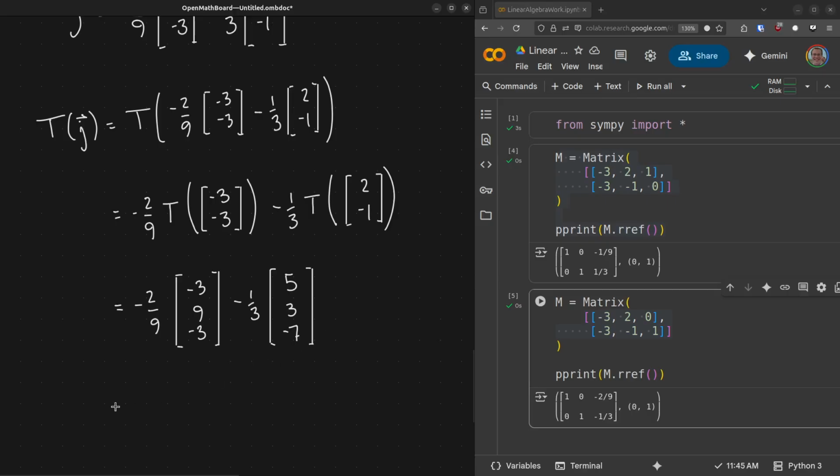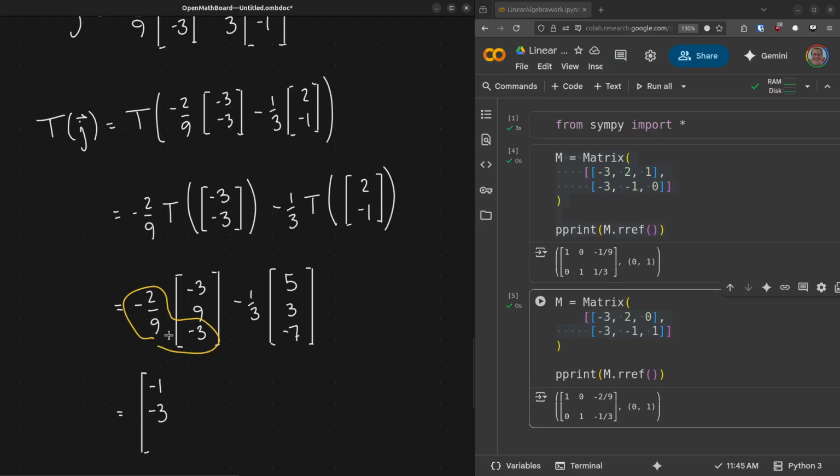And so by just doing the matrix arithmetic, or the vector arithmetic, I get the transformation on j. So negative 2/9 times negative 3 is positive 2/3, plus negative 5/3 is going to be negative 3/3, that's going to be negative 1. Second component, negative 2/9 times 9 is negative 2. Negative 1/3 times 3 is negative 1. Negative 2 plus negative 1 is negative 3.